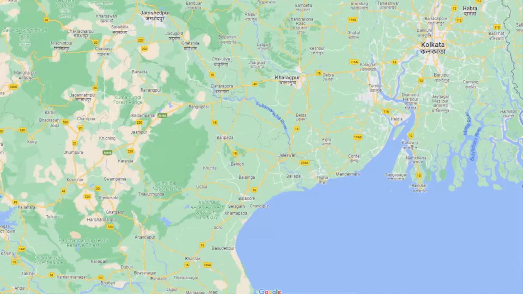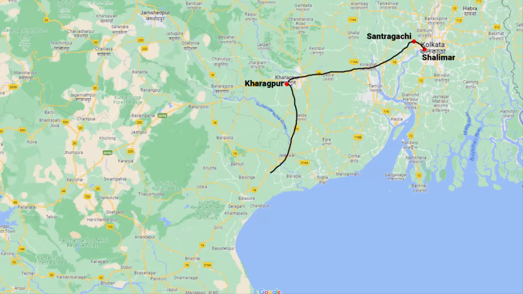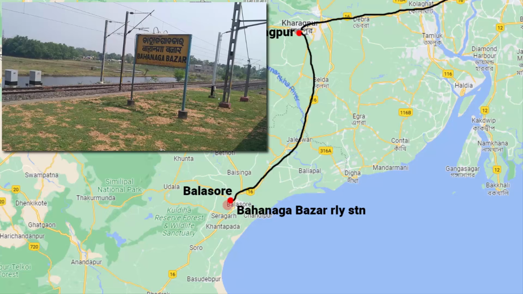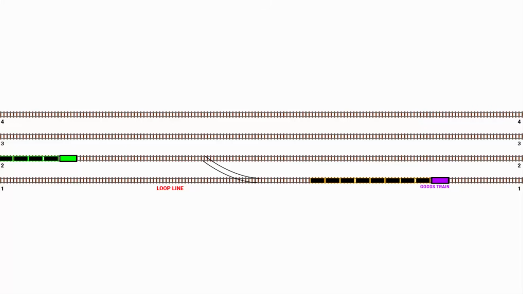So the train started from Shalimar, then Santragachi, after that Kharagpur, then entered the state of Odisha, then reached Balasore railway station. And after that the train must have travelled for about 20 to 25 kilometers, and before reaching a railway station called Bahanaga Bazar, this train left its main track and entered the loop line, which was not its designated main track, and collided with a goods train that was already sitting on the loop line.